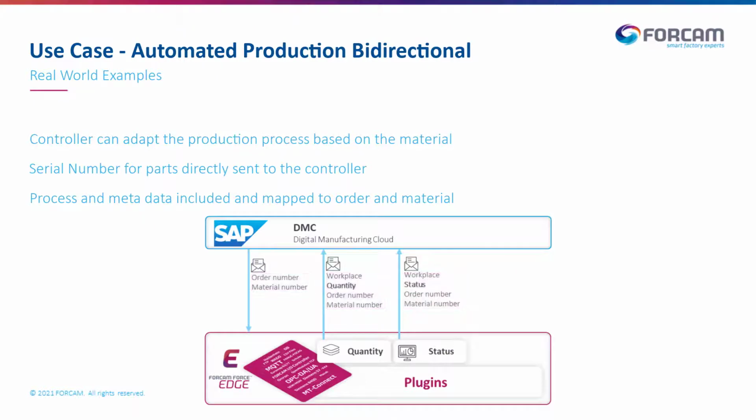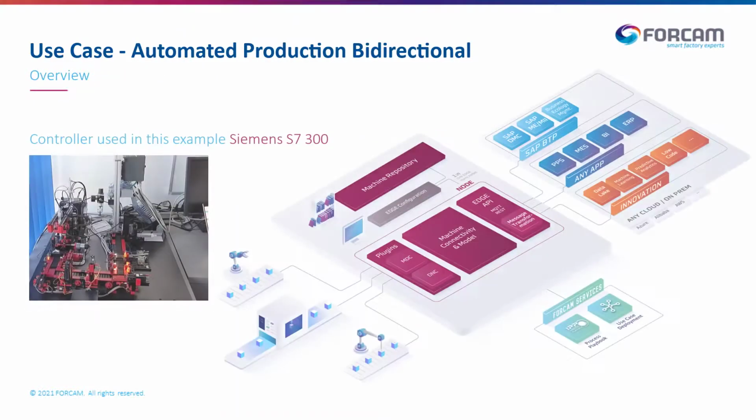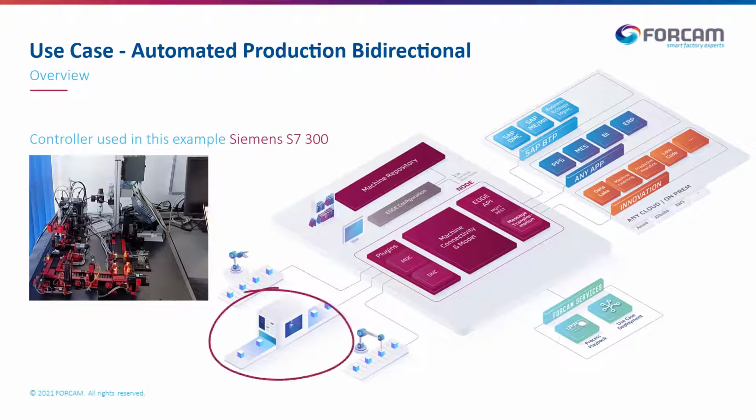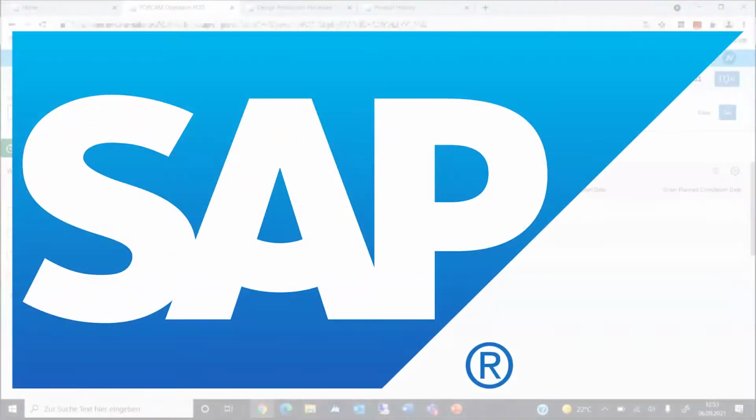Now let's have a quick look at how this works in practice. For this example, we have a Siemens S7-300 natively connected to Force Edge. Over the Edge API, data is sent to the SAP DMC where the signals are further processed. So now let's switch to SAP DMC.